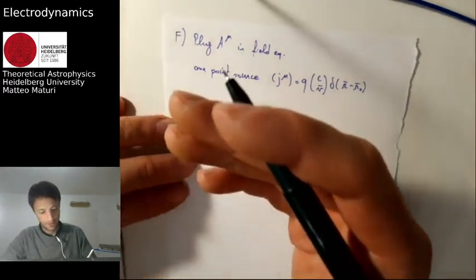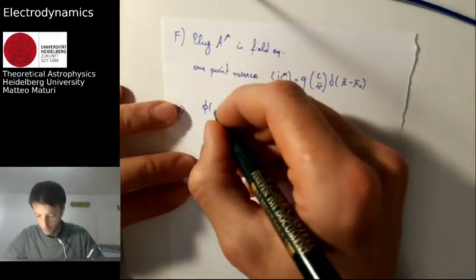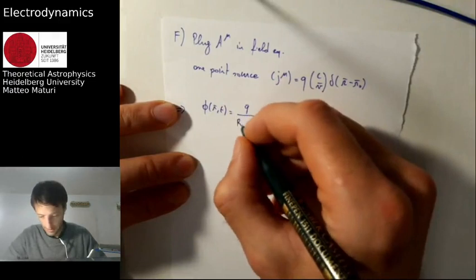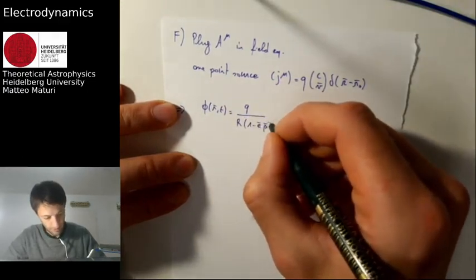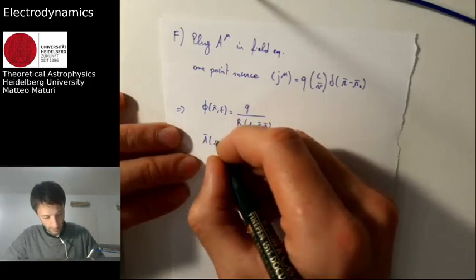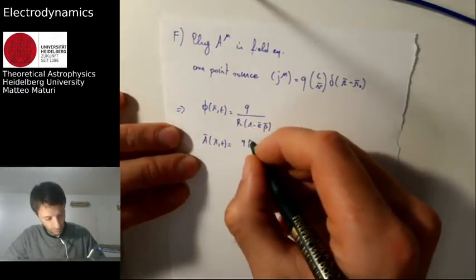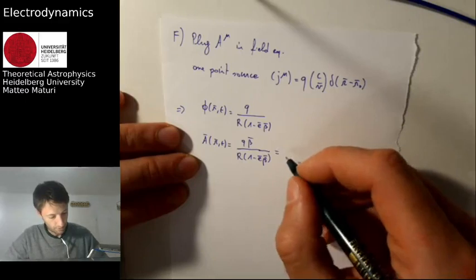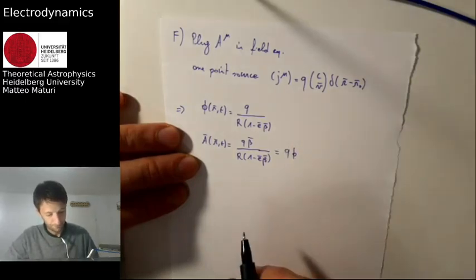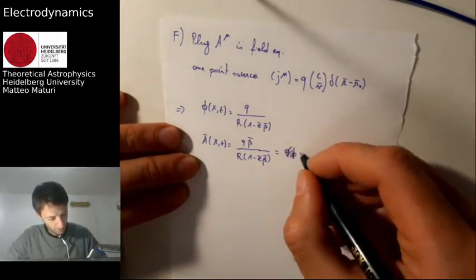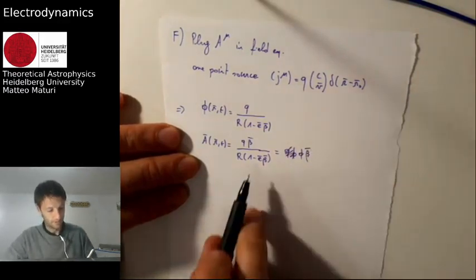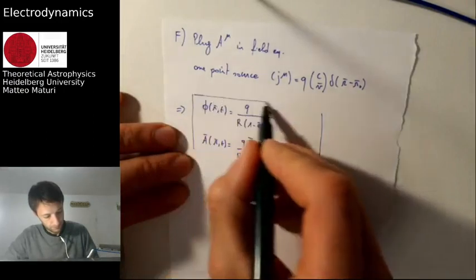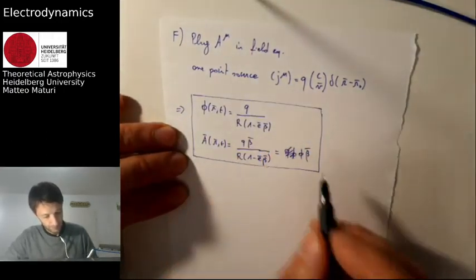By plugging our A mu into our equation, we finally find out what are the retarded potentials: phi of r,t equal to Q over R (1 minus e dot beta), and then A of r,t equal to Q beta over R (1 minus e dot beta), which is equal to Q phi beta. They are the same, you see, except that there is a beta here.